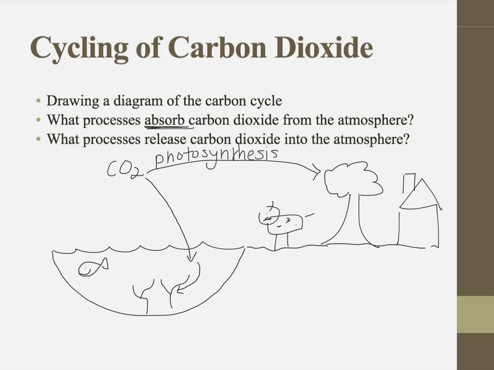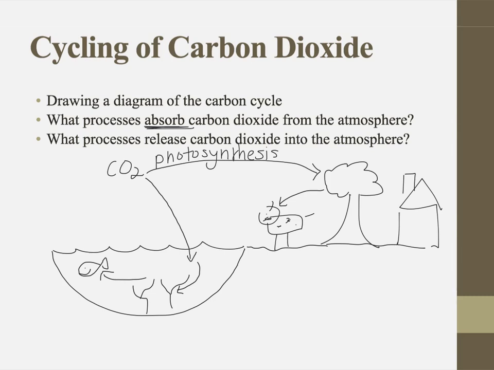Okay, now that carbon dioxide gets transformed from an inorganic molecule to organic molecules in the form of sugar. And those sugars then make their way into consumers via consumption. Okay, so I'm not going to write that down. I think that's pretty obvious that those arrows represent consumption.